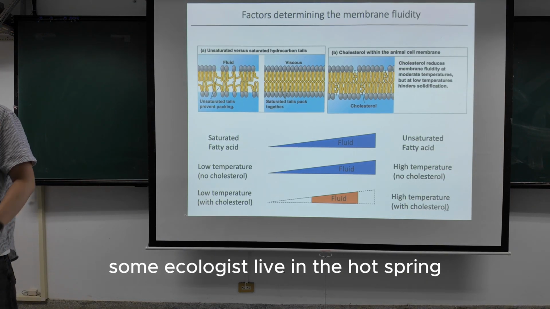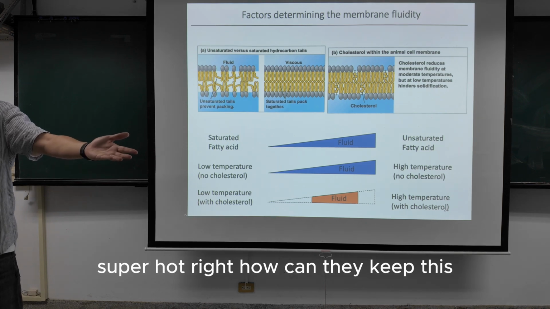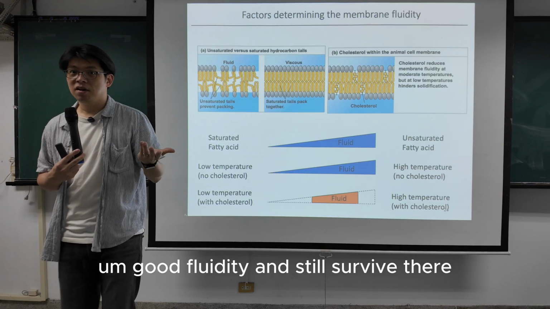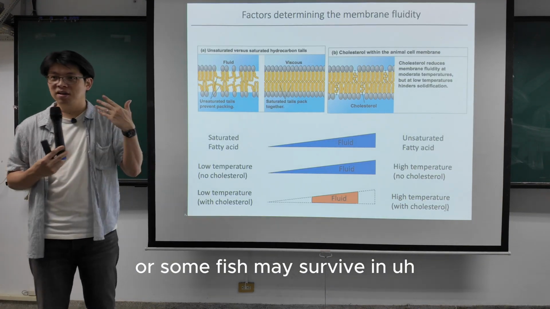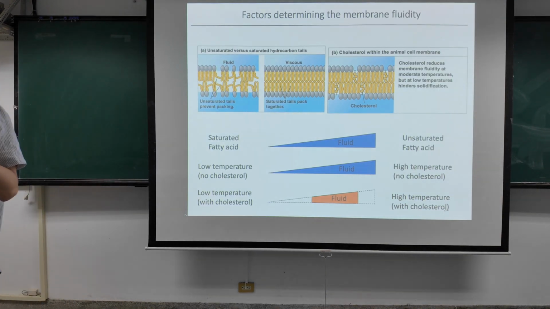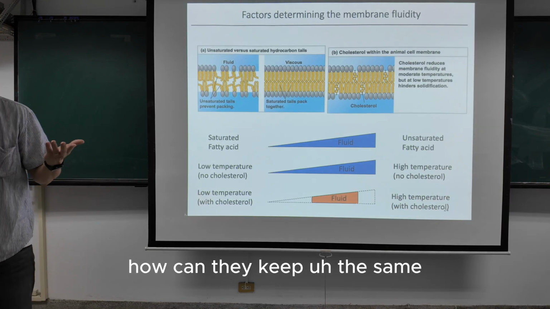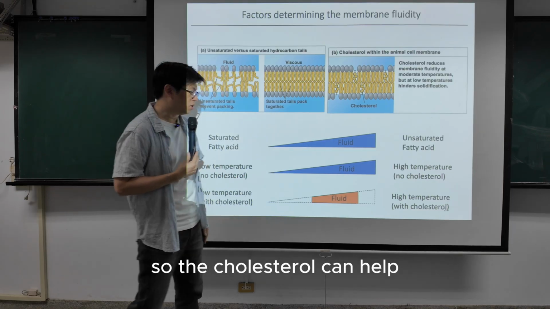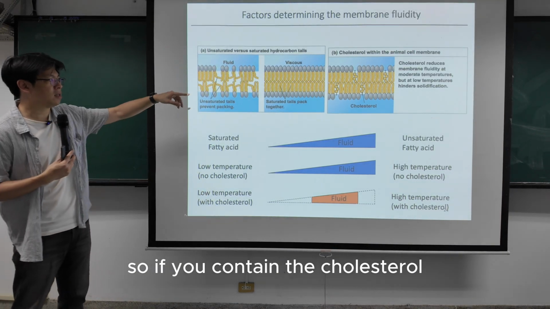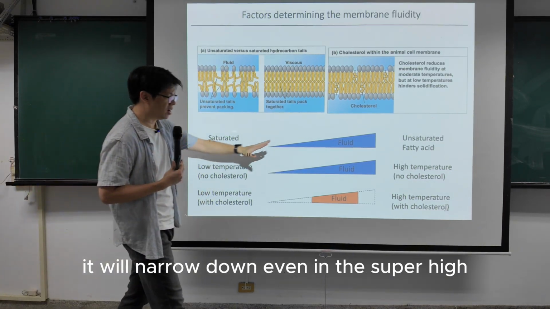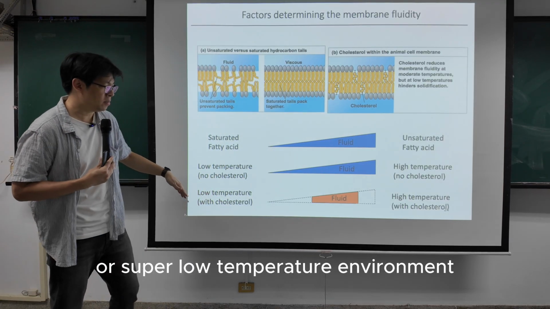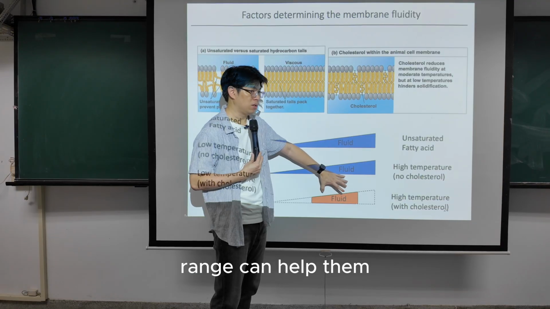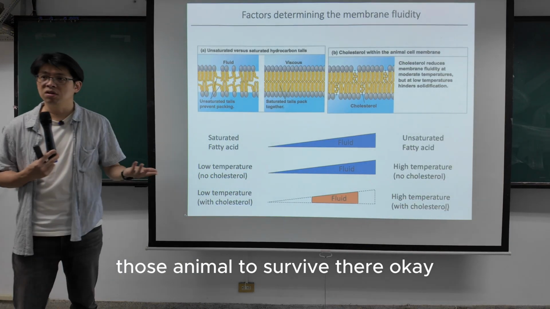For example, some bacteria live in hot springs, super hot, right? How can they keep good fluidity and still survive there? Or some fish survive in super cold environments. How can they keep proper fluidity? So cholesterol can help. If the membrane contains cholesterol, even in super high or super low temperature environments, they can keep their fluidity in a proper range. This can help those animals survive there.